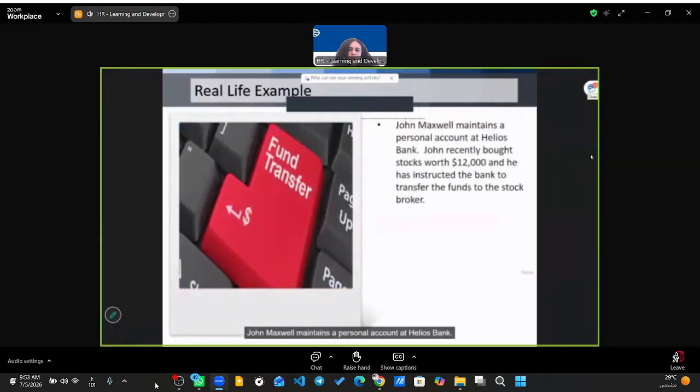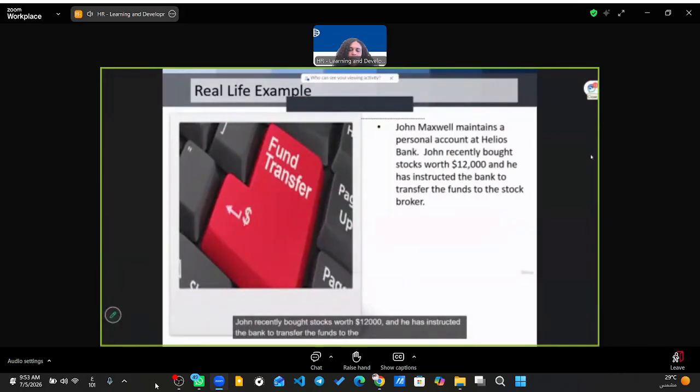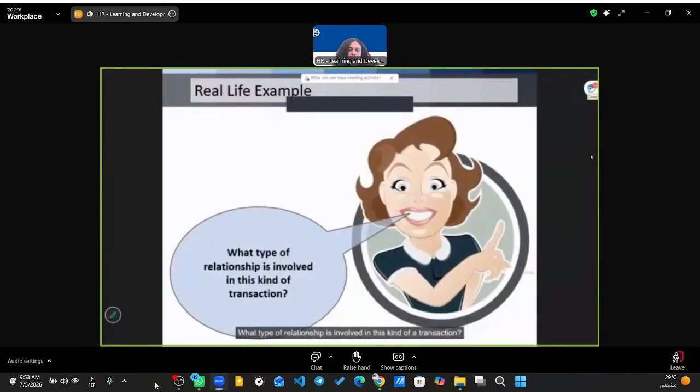John Maxwell maintains a personal account at Helios Bank. John recently bought stocks worth $12,000 and he has instructed the bank to transfer the funds to the stockbroker. What type of relationship is involved in this kind of transaction?